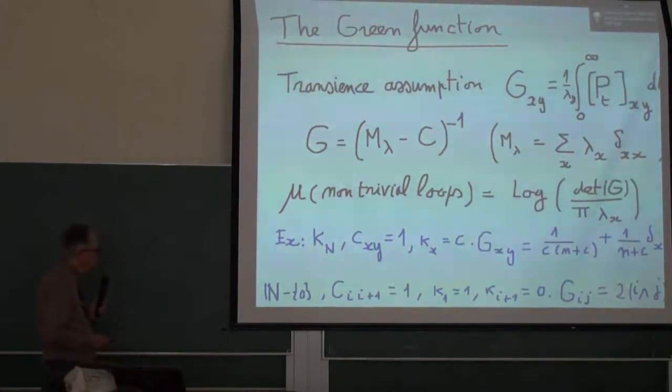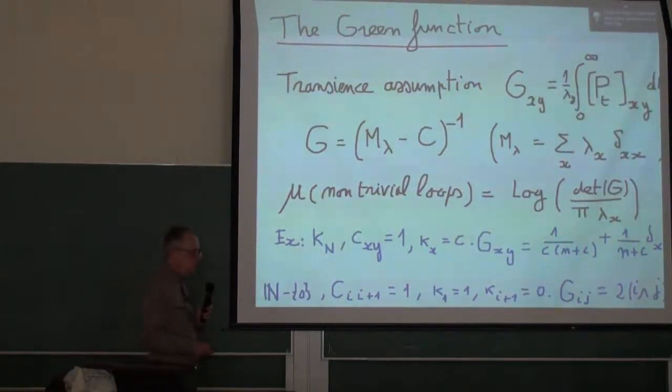Let me give you an example, two examples actually. If you are on the complete graph, with unit conductances and constant killing rate, then the green function is given by this formula, 1 over c n plus c, plus 1 over n plus c when you are on the diagonal. I'm sorry, I see that there are some missing. There is a little imperfection in the system, but this should be delta xy, sorry. This should be the diagonal constraint. And if you are on the integers with unit conductances also, but kappa 1 equal 1, so this means that the Markov chain is just the simple random walk killed at 0, then the green function is given by Gij is 2 i infimum j, as it is well known.